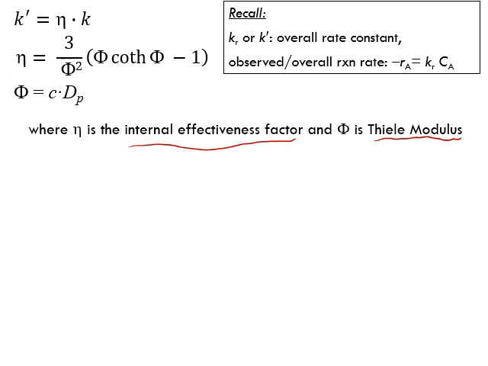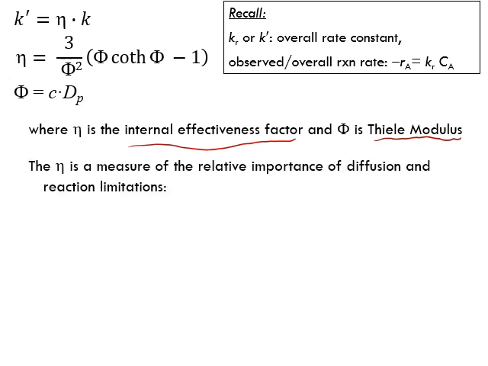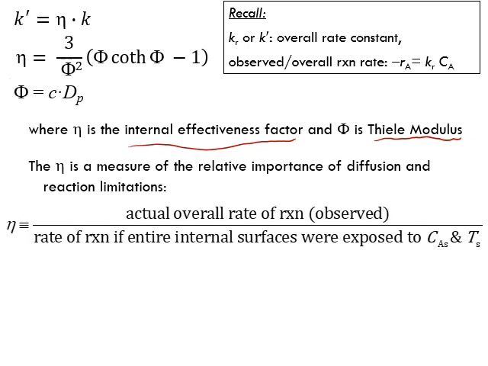What about the Thiele modulus? Well, you are already familiar with Thiele, right? McCabe-Thiele, that's in the separation course. He's the same gentleman. So let's learn more. The eta, or the internal effectiveness factor, is a measure of the relative importance of diffusion and reaction limitations. And it is defined as the actual overall rate of reaction.